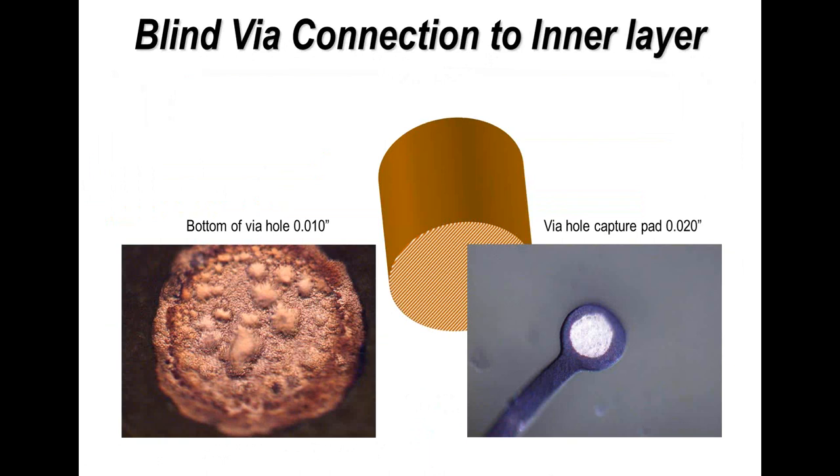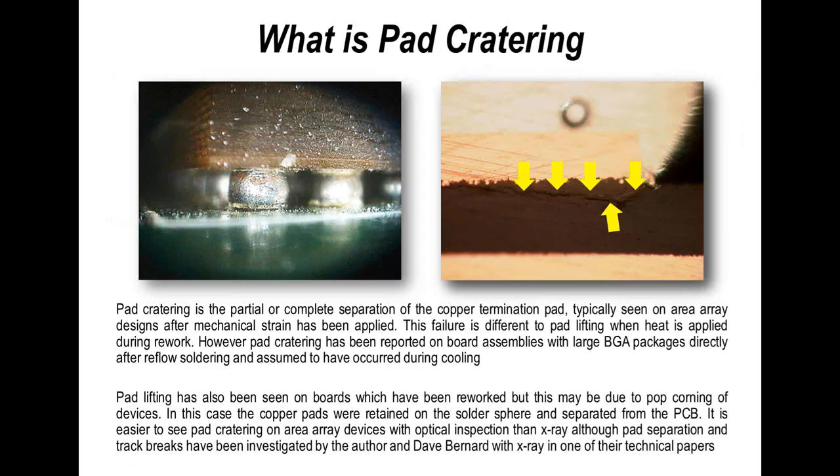That via was never made correctly to start off with. So it may have passed electrical test originally, but then actually failed during the assembly process. So in this particular case, the via is the problem, a board fabrication issue.